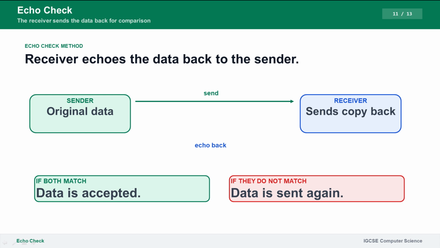Echo check. In an echo check, the receiver sends the data back to the sender. The sender compares the echoed data with the original data. If both versions match, the sender assumes the data arrived correctly. If they do not match, an error has occurred and the data can be sent again. Echo checks are easy to understand, but they increase the amount of data being transmitted.